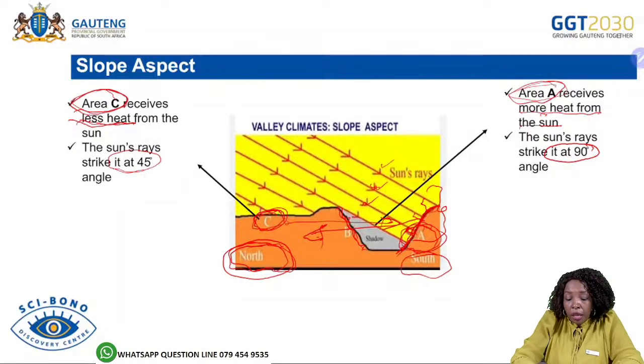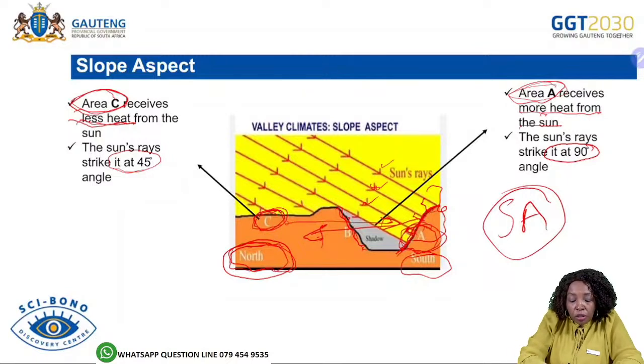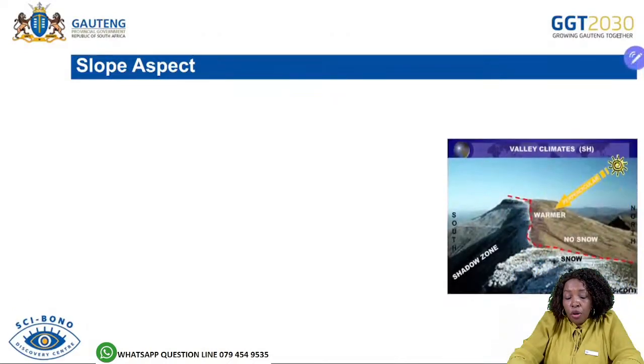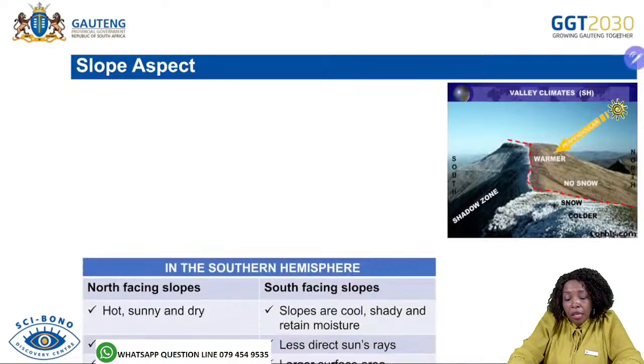And specifically, we are referring to the slopes in South Africa. So, right, there are more direct sun's rays onto the north-facing slopes, which therefore says the north-facing slopes are warmer than the south-facing slopes. So this area A is warmer than area C, which is facing south. So that is the explanation of aspect in the southern hemisphere.